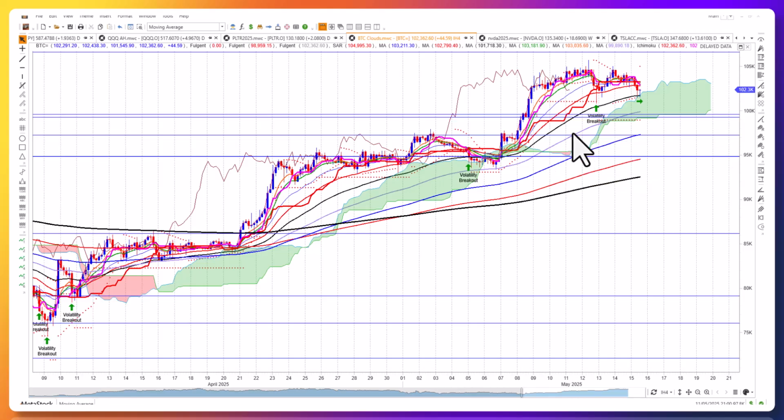Now watch out for the bottom end of the cloud here. That's a potential support zone. If the support fails at the top end of the cloud here, we can come back and test that and then rebound from there. But as long as Bitcoin stays above this bottom end of the cloud, the rally should be okay.